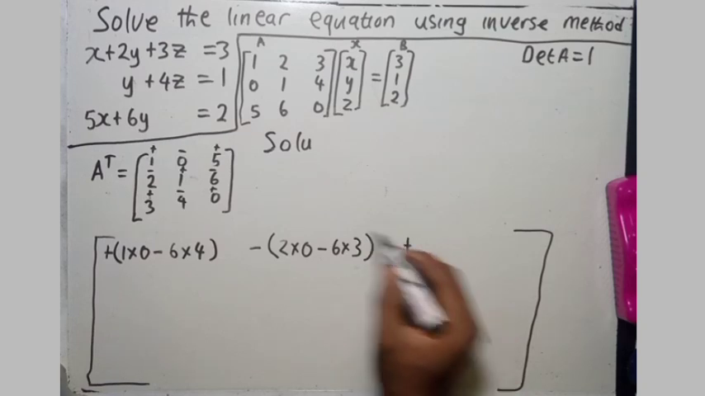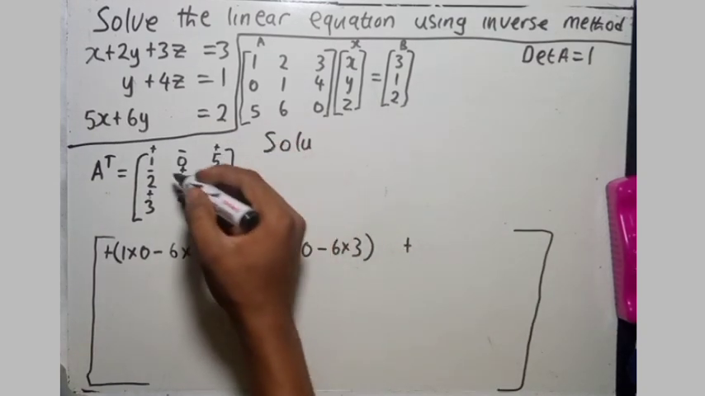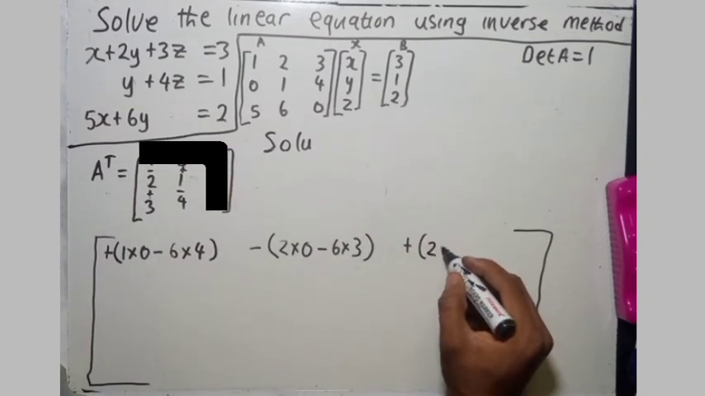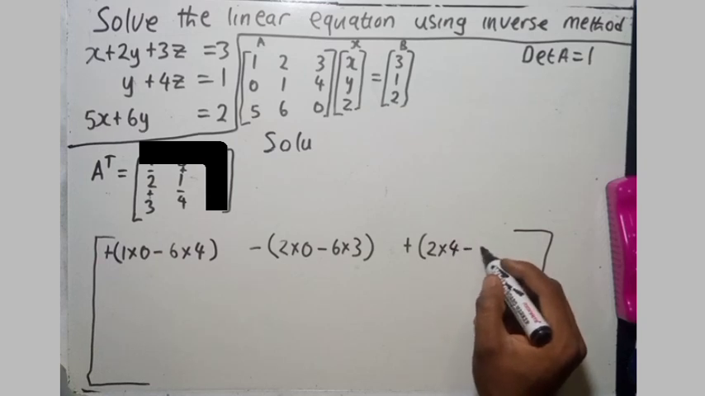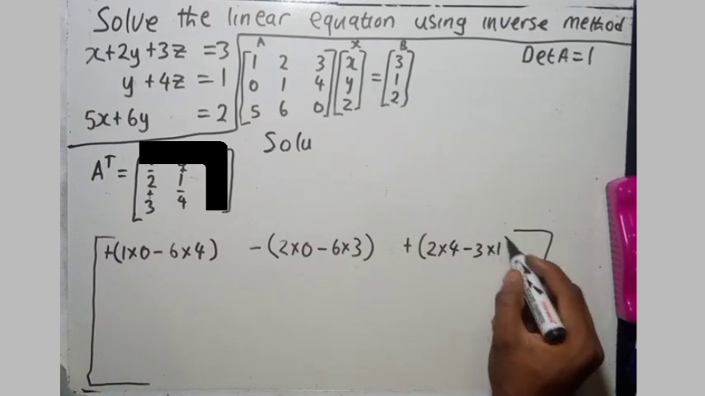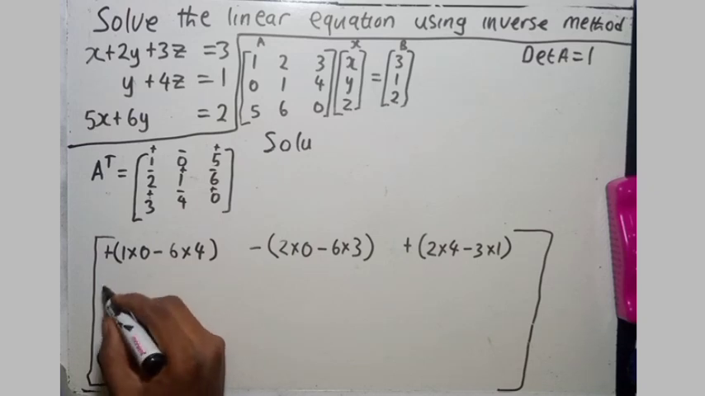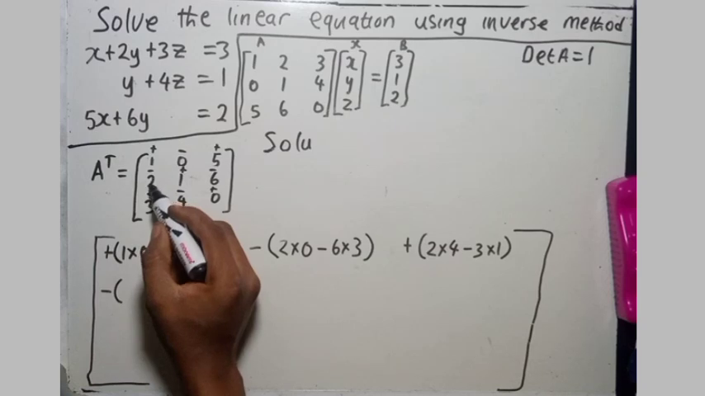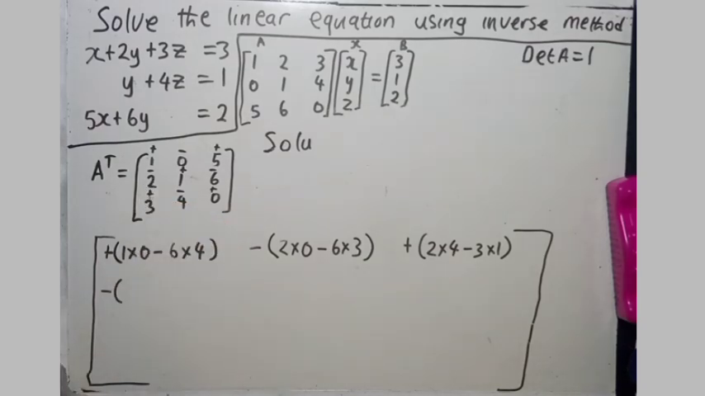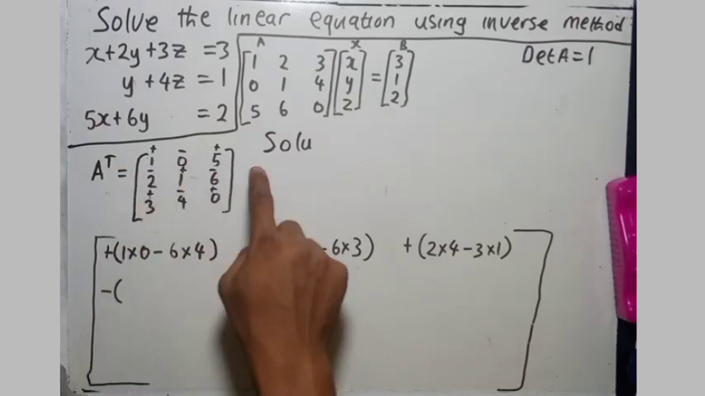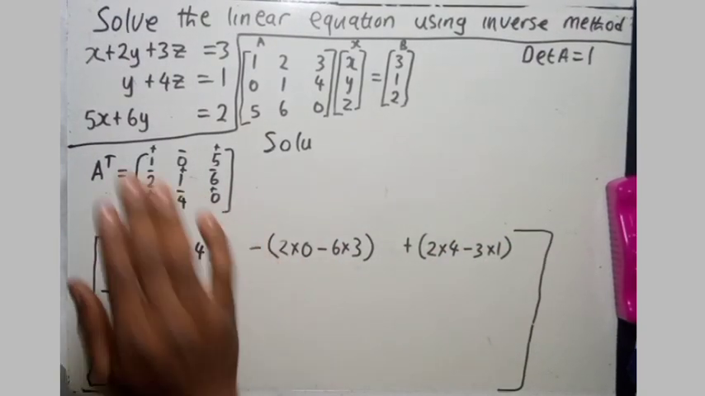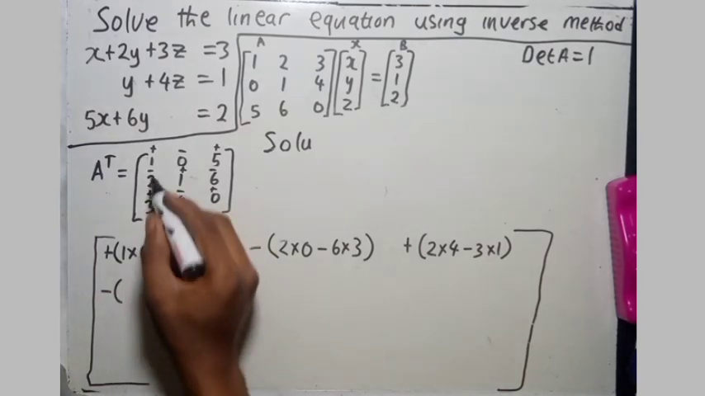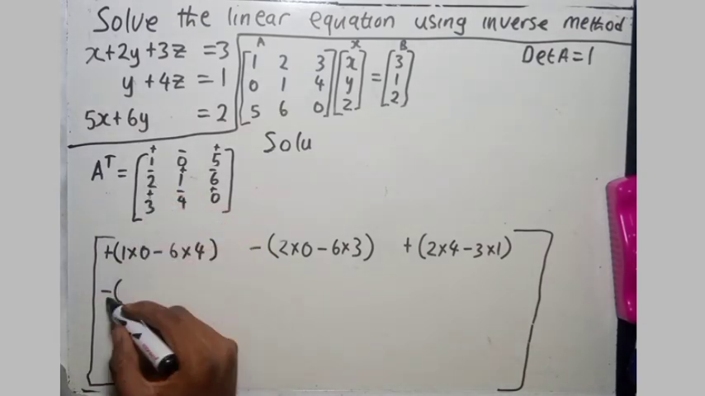The next one, plus, I was looking at this one, the 5. So we're going to be considering this. We're going to have 2 times 4 minus 3 times 1. Over to the next one, we're going to have minus, because we're dealing with this one, we're now moving over to the second row. In the determinant, we just do it for only one row and we are done. But in the adjoint, we're going to be doing it for each and every one of them. So for this one, we'll have minus, which is this minus in front.